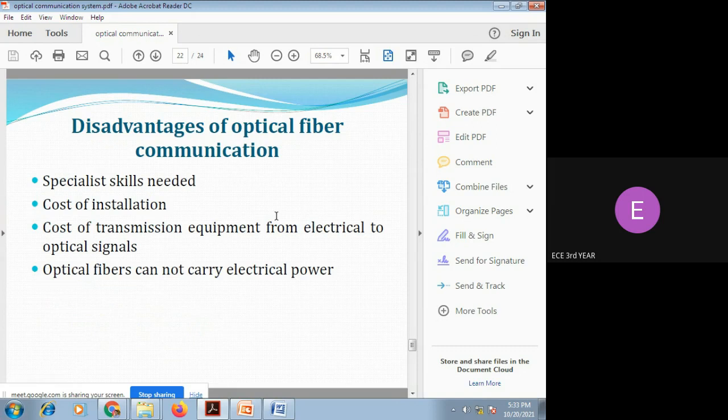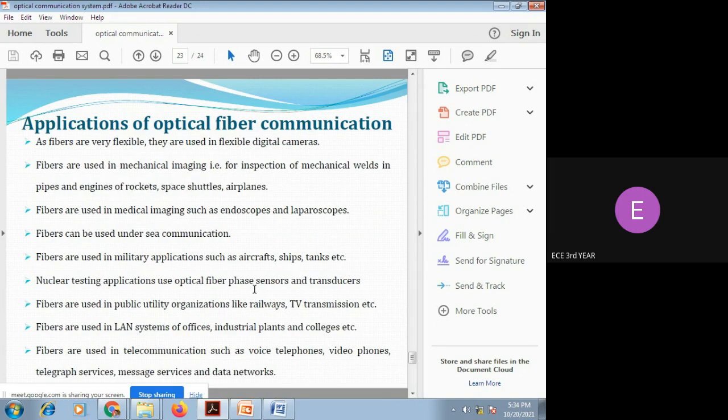Disadvantages of the optical fiber communication system. Specialized skills are needed. The one-time installation cost is high. The cost of retransmission equipment from electrical to optical signal is high. Optical fiber cannot carry electrical power. These are the four disadvantages of the optical communication system.